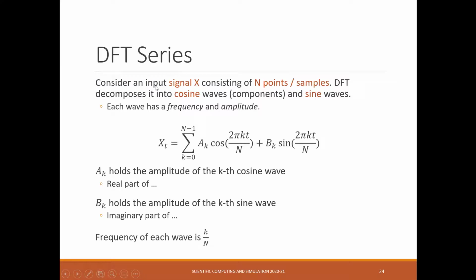This slide presents the discrete Fourier transform formulation for a given signal x. As explained earlier, DFT decomposes a wave into some cosine and sine component waves. The amplitudes of the waves are held in A_k and B_k respectively. Each wave has a frequency which is equal to k/N. As shown here, the input wave can be obtained by a summation of its cosine and sine Fourier components.